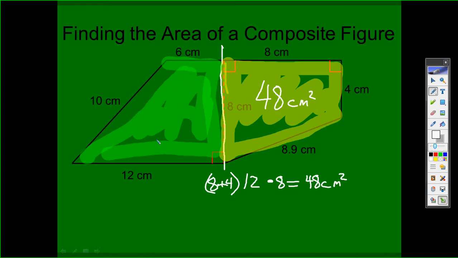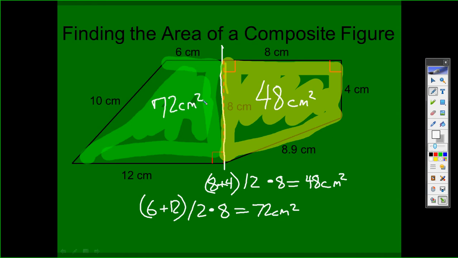Now I must find the area of this trapezoid. My bases here, my pair of parallel sides would be 6 and 8, and my perpendicular, or my height, would be 8. I'm sorry, 6 and 12, and my height would be 8. So add my two bases together, 18, divided by 2 would be 9, times my height, 9 times 8 would be 72. So this trapezoid over here has an area of 72 centimeters squared.